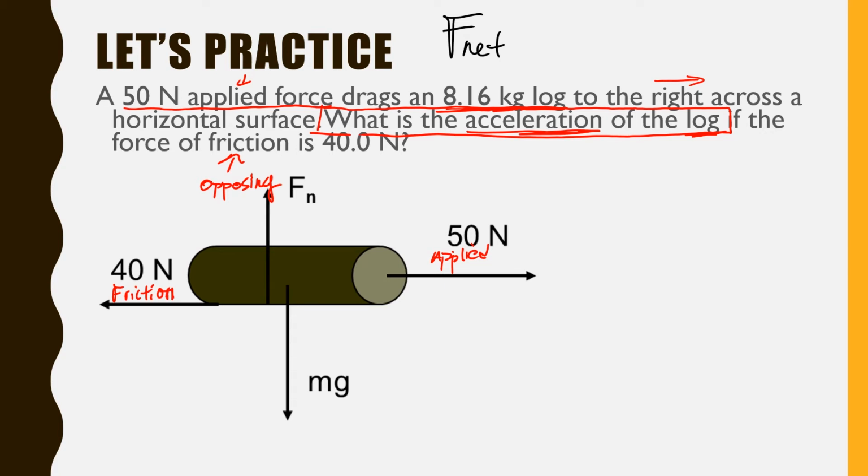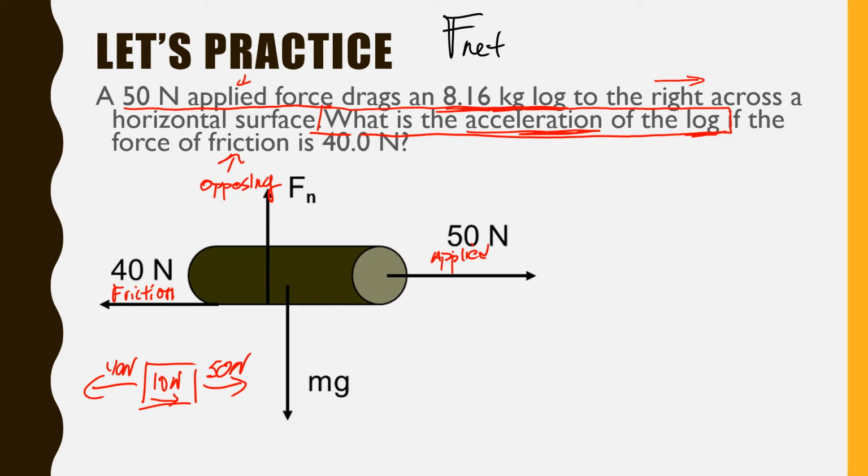Okay, so the first thing we need to do is figure out what the net force is. So we're going to do this over here in the corner. So we have 40 newtons here, 50 newtons here. These are going in opposite directions, so it means they're going to be canceling out some of that force. And our net force is 10 newtons to the right, because we'll just subtract them. So that's our net force right there.